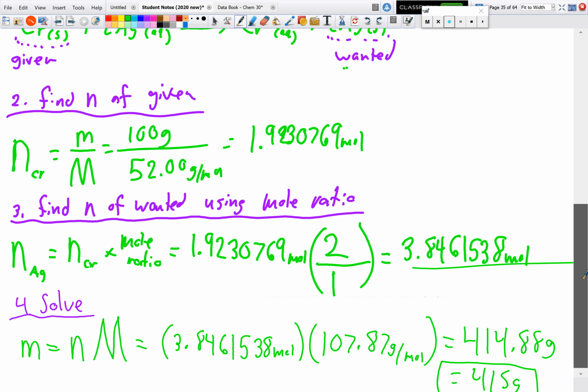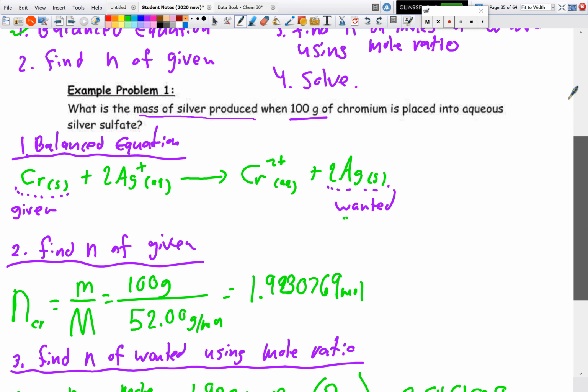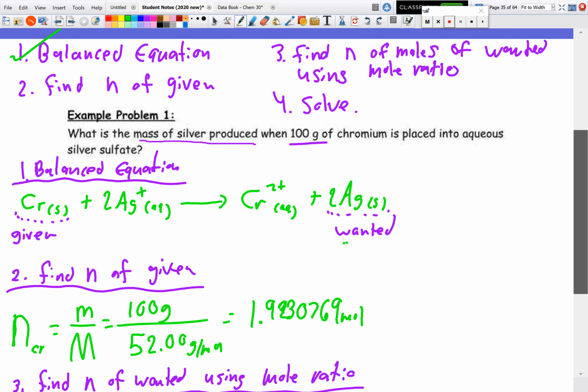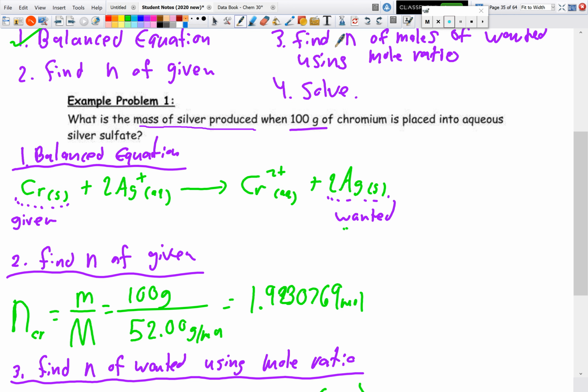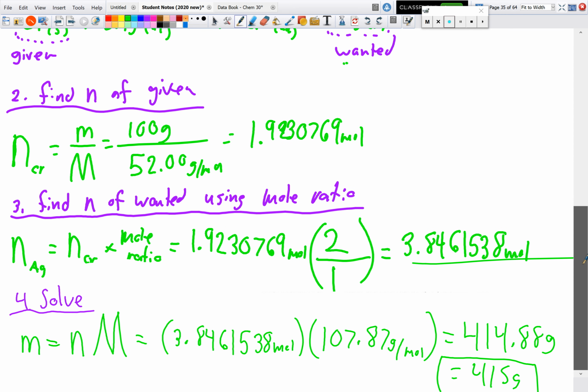So as you can see, as long as you find your balanced chemical equation first, and then of course you follow the rules as is listed up here. Find number of moles of the given, find number of moles you want using the mole ratio, and solve. You should be able to solve almost any stoichiometry problem that is thrown your way. So all the stoichiometry problems will have these 4 steps, no matter what. And of course it's just we need to adapt it with finding the number of moles and of course our mass.